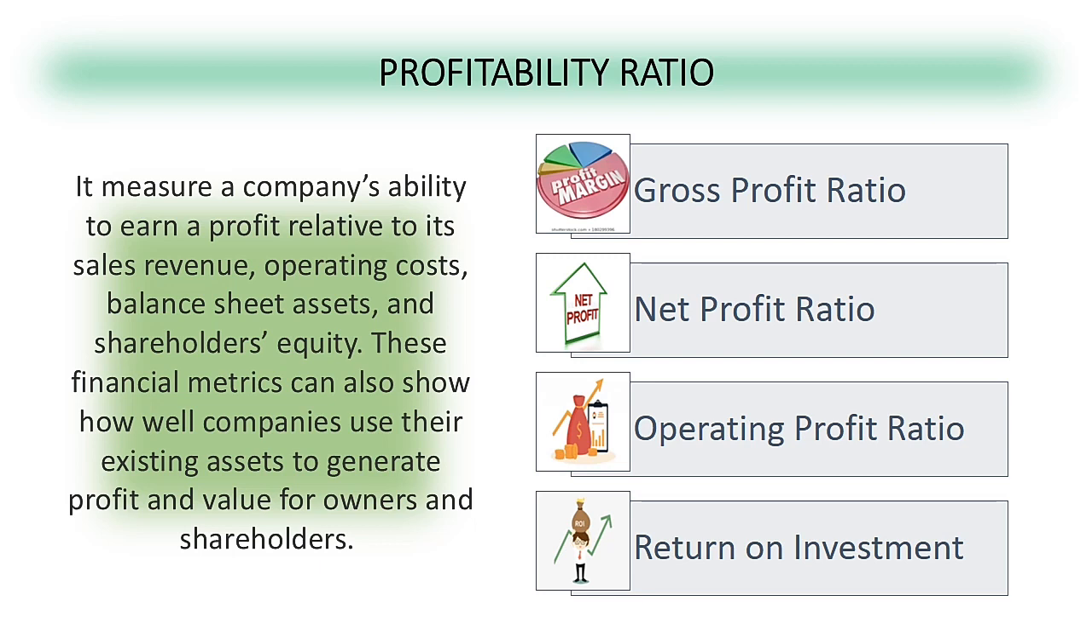So these financial metrics can also show how well companies use their existing assets to generate profit and value for owners and shareholders. It is composed of the following. Number 1 is the gross profit ratio. Number 2 is the net profit ratio, operating profit ratio, and the return on investment.